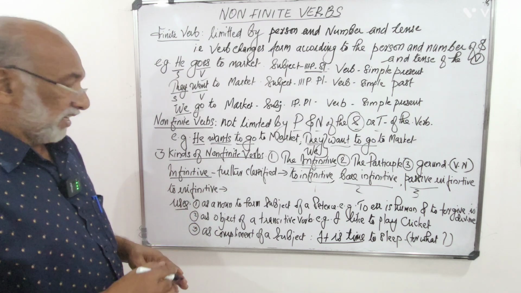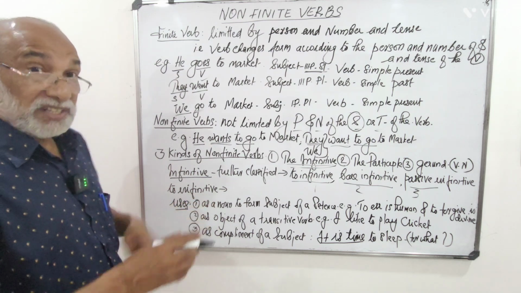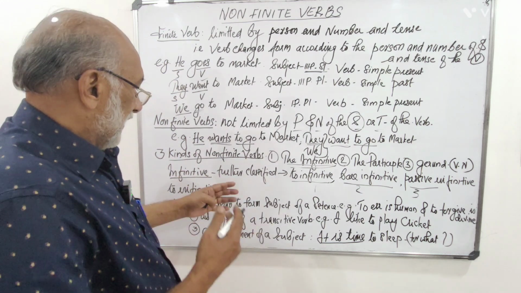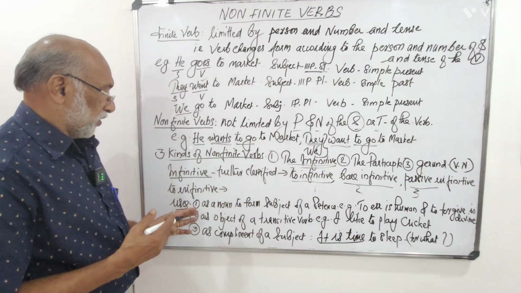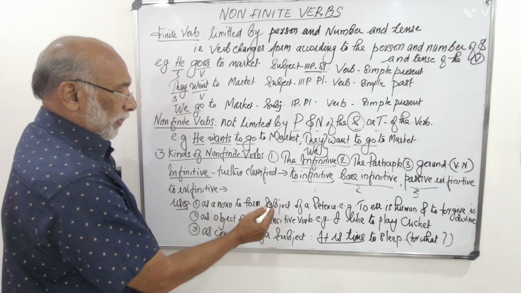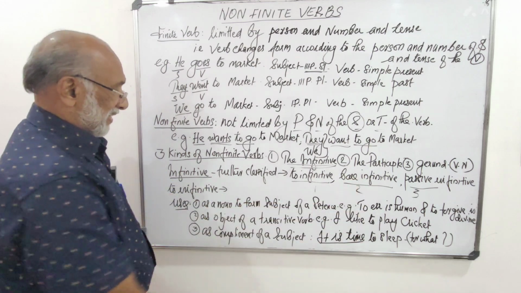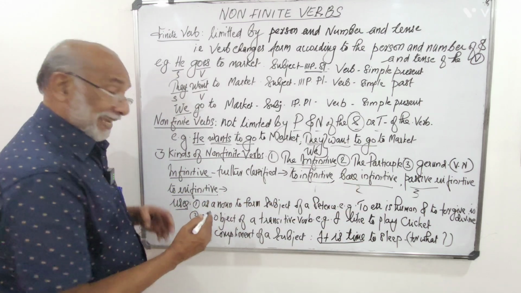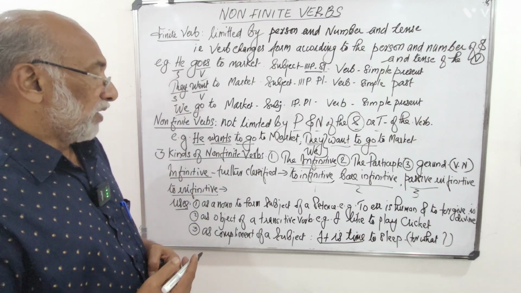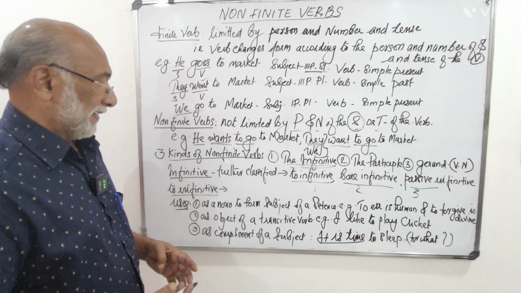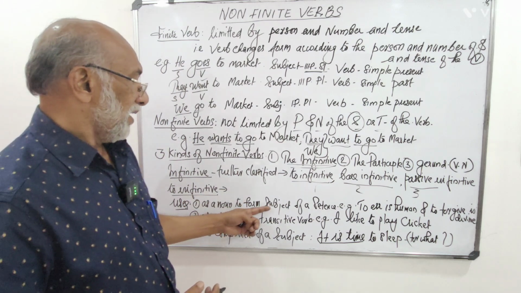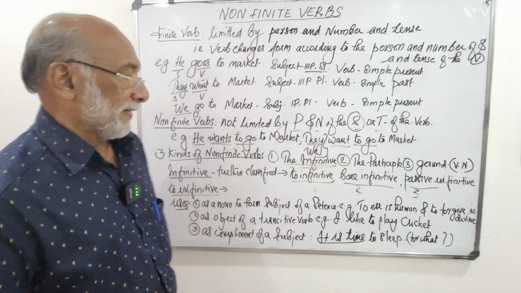Now coming to the details of to infinitive. What are the uses of to infinitive? I think I can wind up this session with the explanation of the uses of to infinitive. 1. As a noun to form the subject of a sentence. That means a to infinitive can be used as the subject of a verb. Subject of a verb means subject of a sentence.